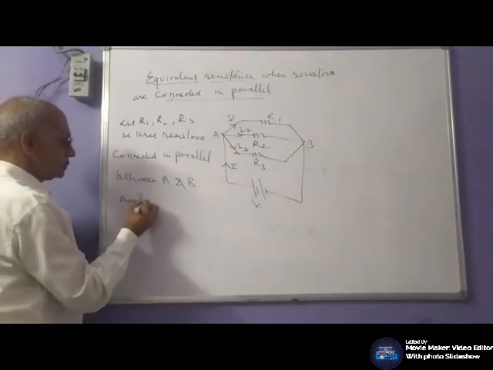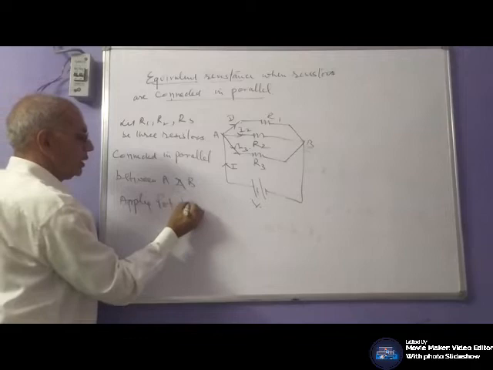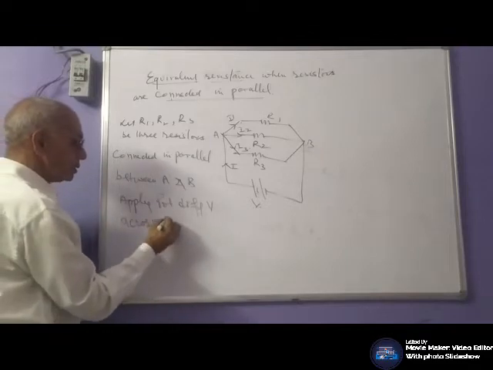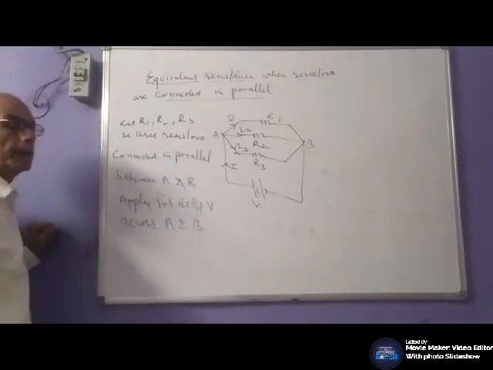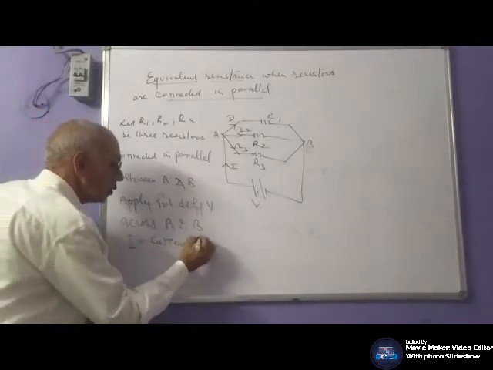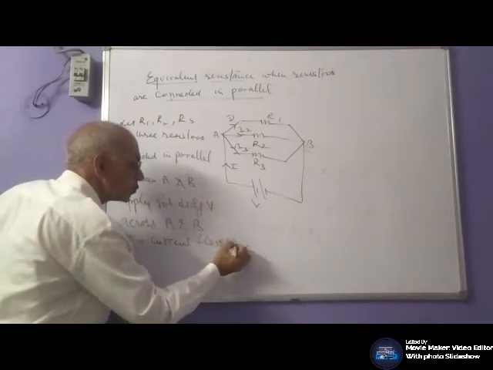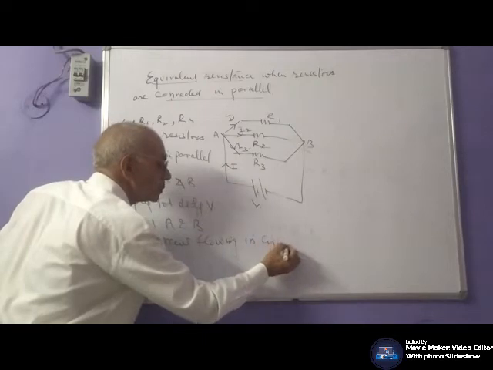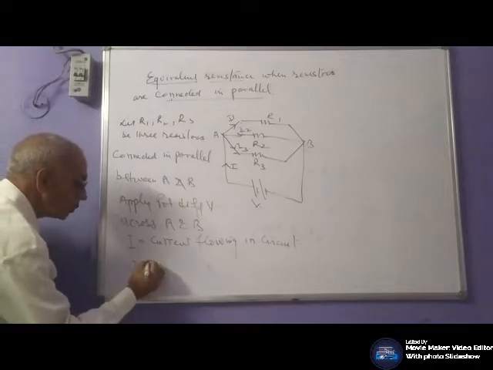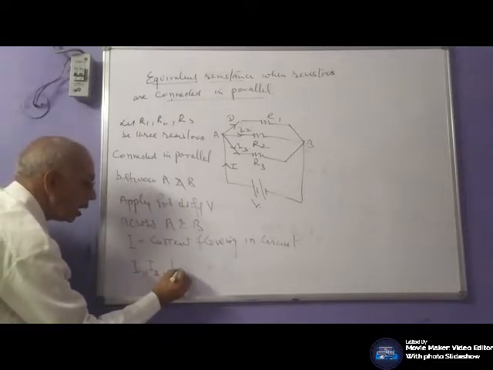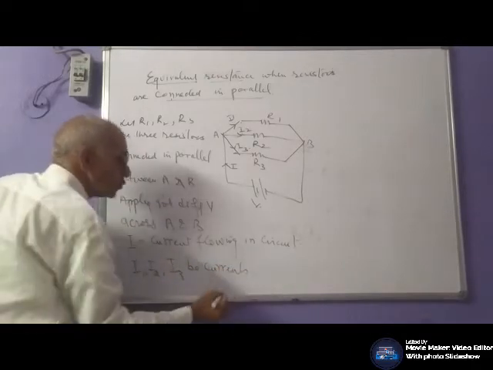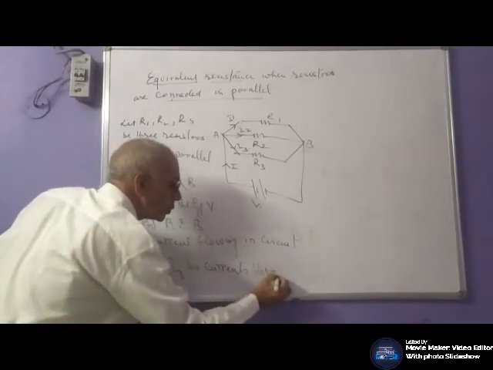Apply potential difference V across A and B. I is the current flowing in the circuit. I1, I2, I3 are the currents through the resistors.